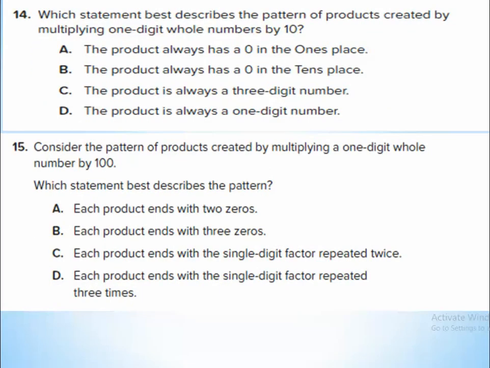Which statement best describes the pattern in products created by multiplying a one digit whole number by 10? If we multiply by 10, it means the ones place will be 0. So the product always has a 0 in the ones place. Well, the product always has a 0 in the tens place. Well, the product is always a 3 digit number. Well, the product is always a 1 digit number. It's clear, the first one.